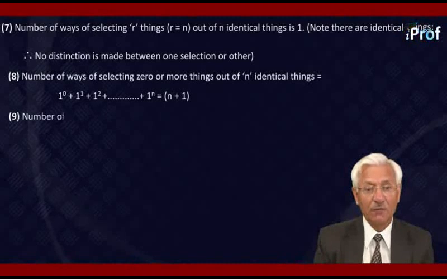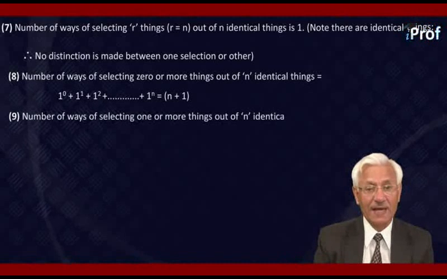Now, the number of ways of selecting one or more things out of n identical things is equal to 1 plus 1 plus 1 up to n, which is equal to n.